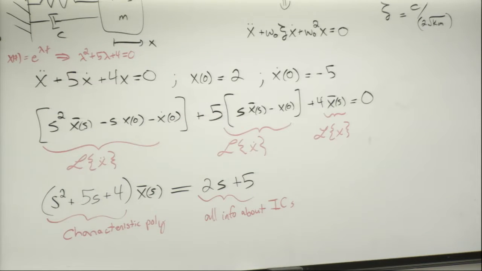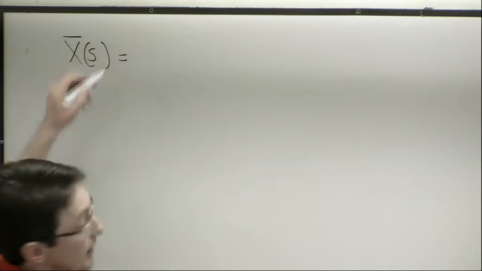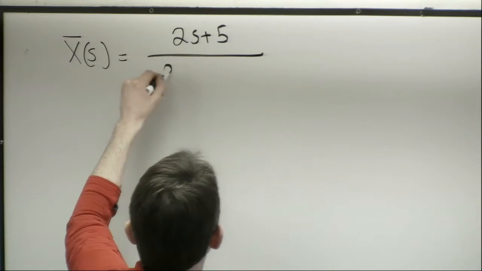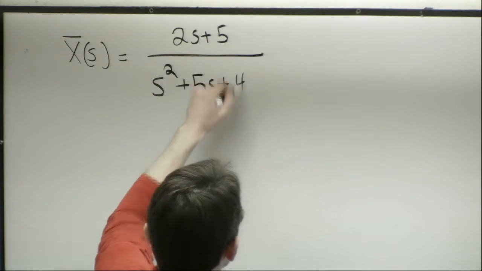Okay, so what's the last step I need to do? Sorry, say again. So we'll have to inverse Laplace at some point, but that's another step down the road. What's before that? Get rid of the characteristic equation. Yeah, so I want to isolate x bar, so I divide by the characteristic polynomial. So x bar is now equal to 2s plus 5 divided by s squared plus 5s plus 4.